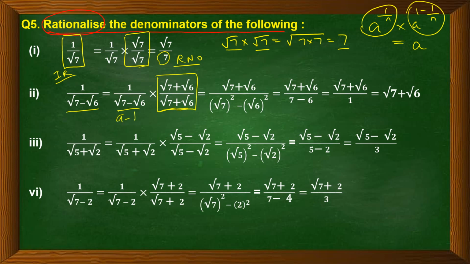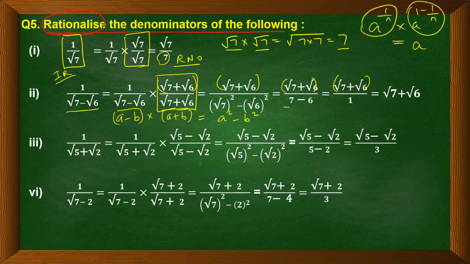Now if you observe, this is our a minus b, this is our a plus b. And the algebraic identity says whenever we have a minus b into a plus b, the product is a square minus b square. Over here a is root 7, b is root 6. Now 1 into root 7 plus root 6, in the numerator we will get root 7 plus root 6, which will continue as it is. And in the denominator, now we want square of a, that is square of root 7, minus square of b, that is square of root 6.